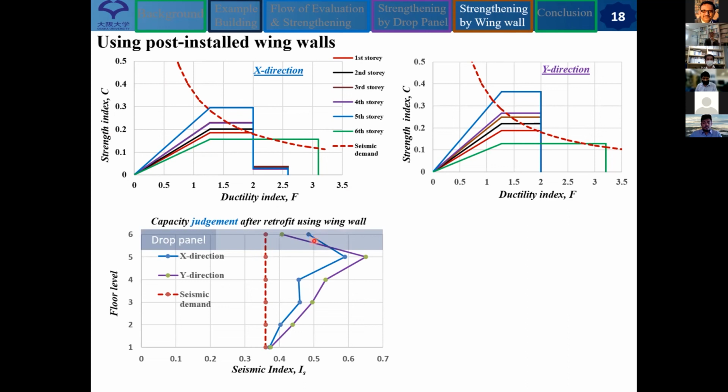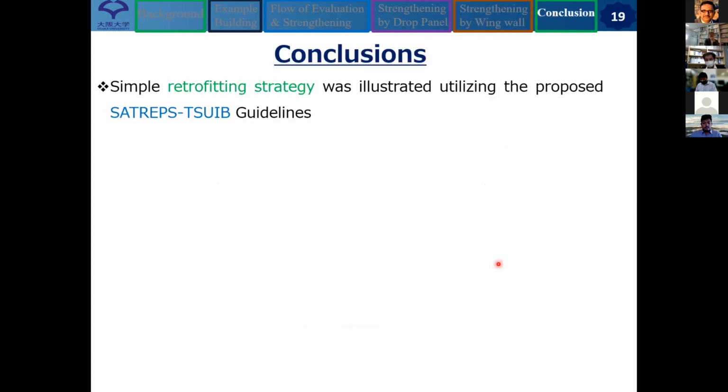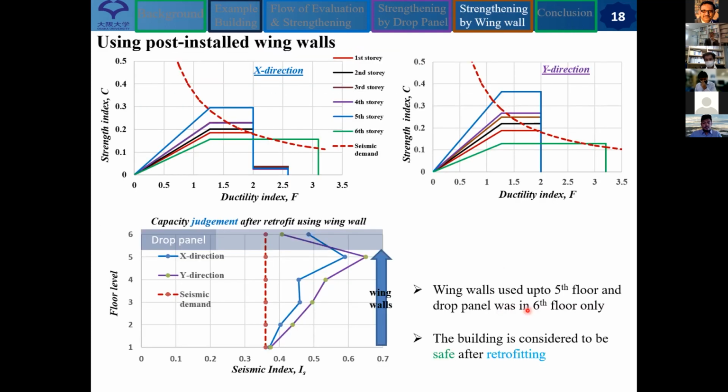However, the drop panel was originally planned to be installed on the 5th floor only. So this is for the drop panel, and up to the 5th floor level we use the wing walls. So this part mainly. So wing walls were used up to the 5th floor, and the drop panel was used at the 6th floor level, and the building is considered to be safe. From here you can see easily.